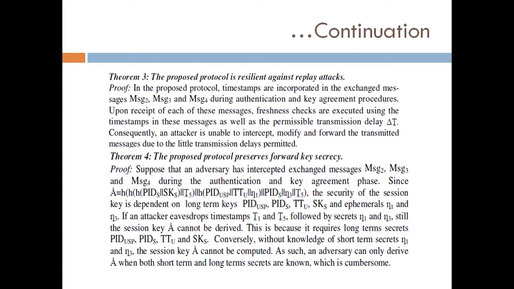With regard to forward key secrecy, you've seen that the derivation of the session key involves a number of parameters that are specific to the particular smart meters, gateway node, or USPs. There is also the incorporation of timestamps and some random nonce. Therefore, it will be difficult for an attacker who has compromised the current session key to use it to derive the session key to be used for the subsequent authentication.